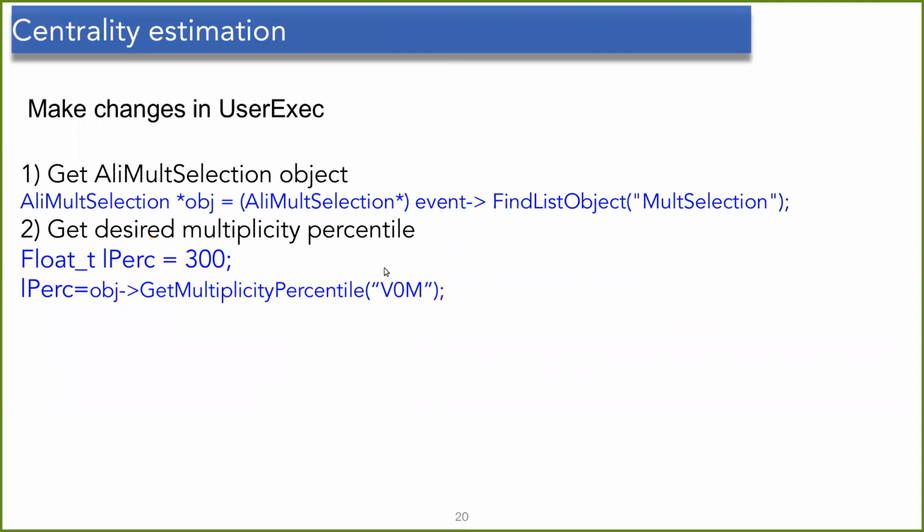Then you can directly get the multiplicity percentile from this object by calling GetMultiplicityPercentile. In the argument, you need to put the detector using which you want to estimate the multiplicity, using which you want to estimate the centrality. If you want to get the centrality percentile using the V0M, you can put V0M. If you want to do it using the TPC, you can put TPC directly here. It will return a float number, which is the centrality percentile of your event.